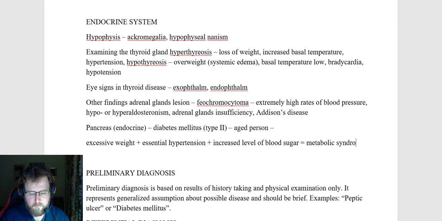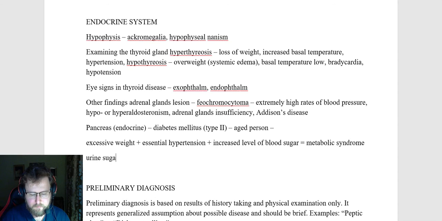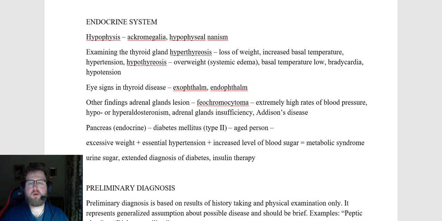You must be aware that a very great part, the majority of patients who have signs of metabolic syndrome, have type 2 diabetes mellitus. So in those cases you will obviously have to check their urine sugar. You'll have to perform extended diagnostic procedures for evaluation of the grade of diabetes. You'll have to think of insulin therapy before and after surgery.